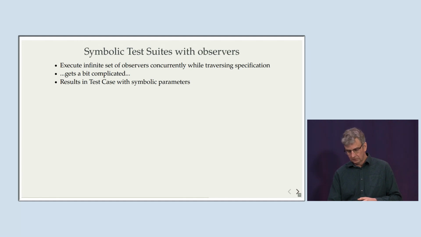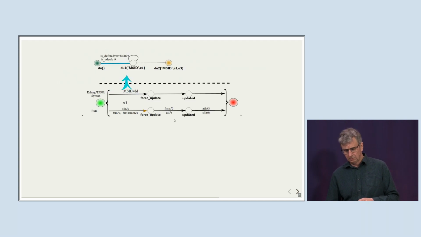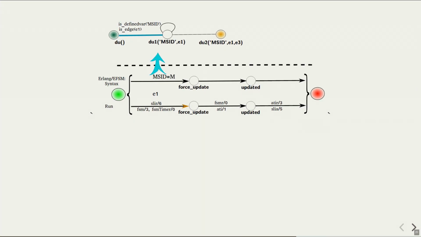And that will also result, of course, in a test case with symbolic parameters. So let me just elaborate a little bit on how this works then. If you start here in the DU state, this is the observer execution, and this is the execution of the state machine. So we start here in the start state, both, and then you execute the first edge in your execution of the model.